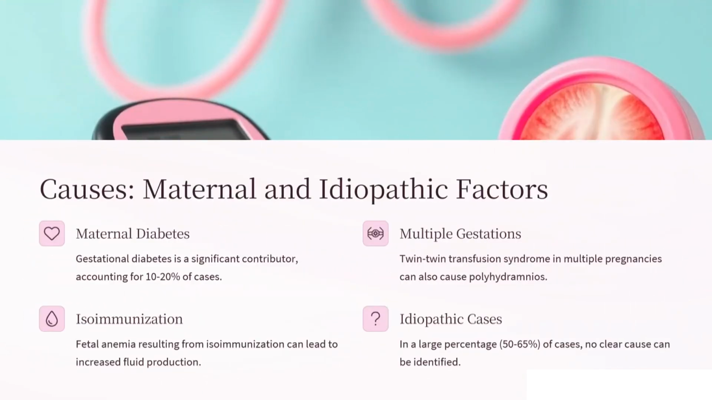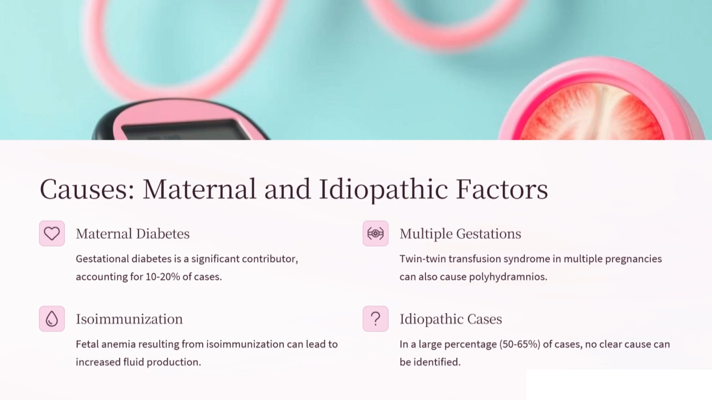Next, we will discuss the maternal causes. In that, the first one is maternal diabetes. Gestational diabetes is a significant contributor, accounting for 10 to 20% of cases. The second one is isoimmunization. Fetal anemia resulting from isoimmunization can lead to increased fluid production.